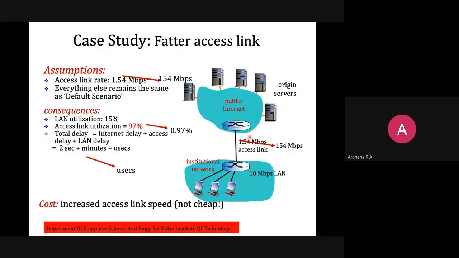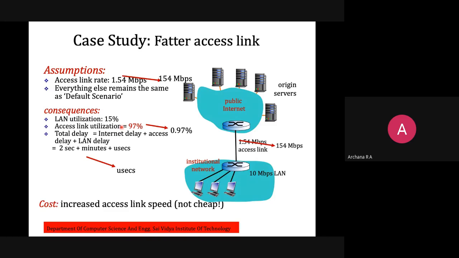So we have to find one more solution, so that the access link utilization is reduced, and yet we do not fatten the access link, meaning it should stay at 1.54 megabits per second. We should not increase the speed of the access link, but we should reduce the access link utilization, or the delay.